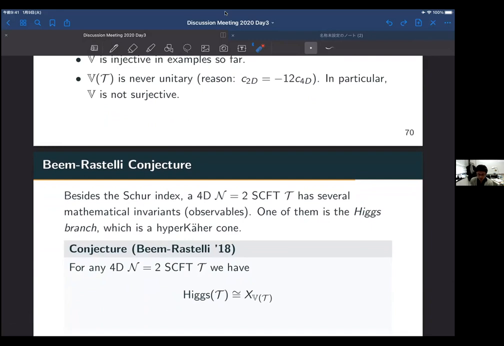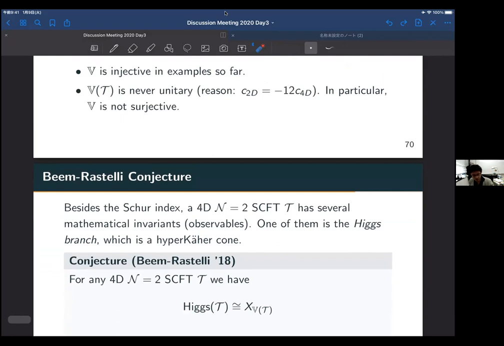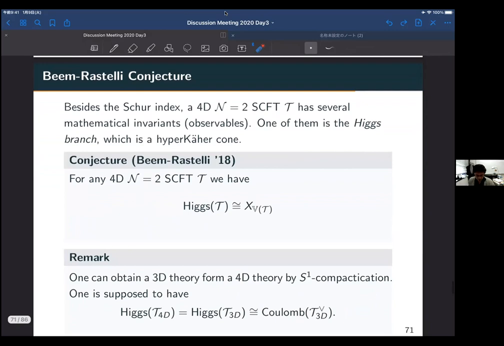So this is a very remarkable conjecture because a vertex algebra is a purely algebraic object, and you don't really expect that you obtain such a very rich geometric object. So the Higgs branch is a very rich geometric object, and you are supposed to recover such a hyperkähler variety.